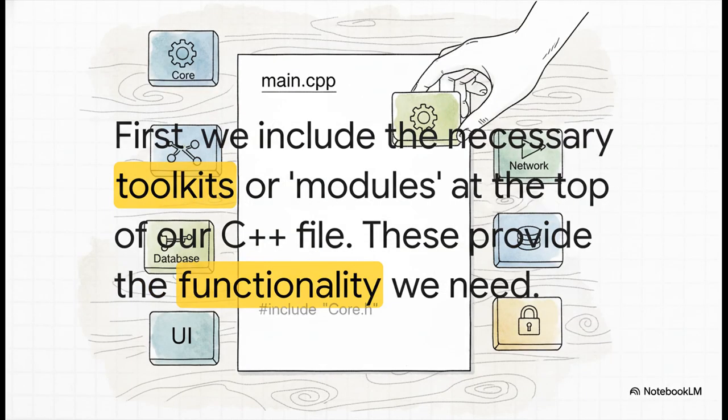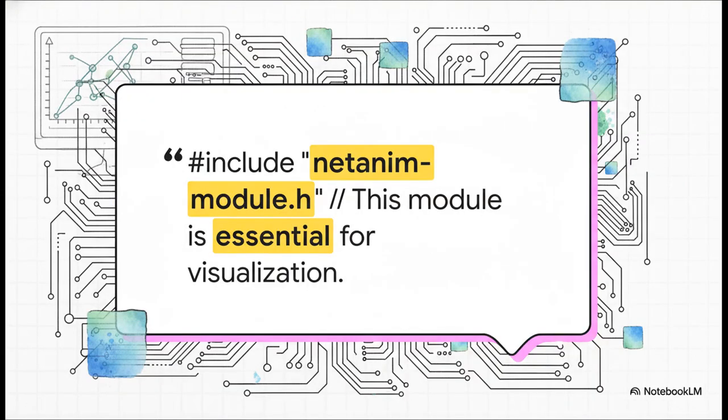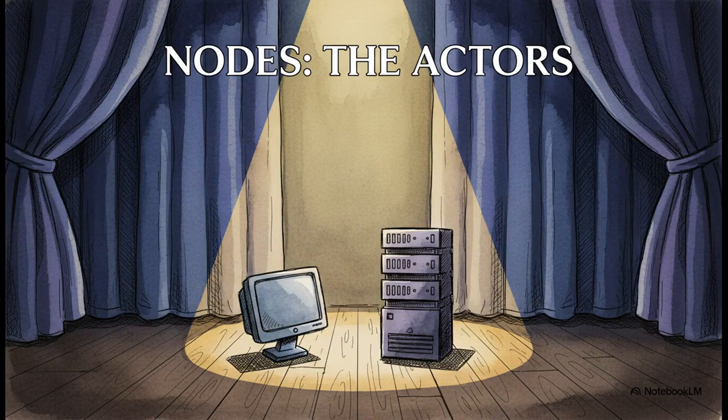All right, step one. Just like any coding project, we've got to bring in our tools first. In NS3, we call these modules, and we just include them right at the top of our C++ code. So you'll see a few includes here. One for the core simulator, for networking, for applications, but check out that last one, netanimodule.h. That's the one we care about today. That little line is what gives us all the special commands we need to make the animation file. It's the magic ingredient.